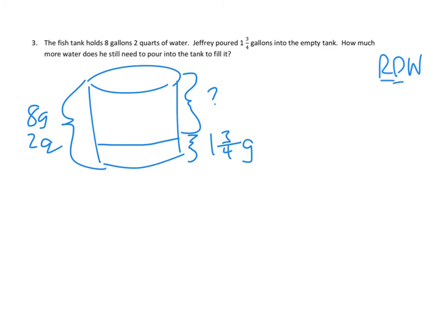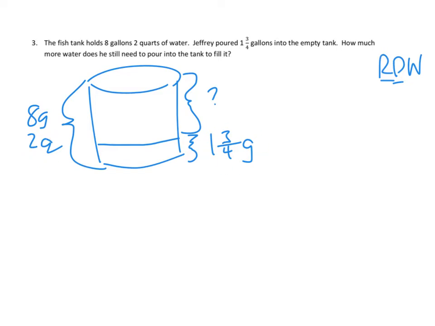So now we've got unlike units. The overall volume of the tank is in gallons and quarts, and the part that Jeffrey has poured in is just in gallons. We need like units if we're going to do the subtraction problem, because we know we've got a whole minus a part to figure out the other part. That's pretty straightforward, but we're not going to be able to do the subtraction when we have gallons on one hand and gallons on the other, but also some stray quarts.